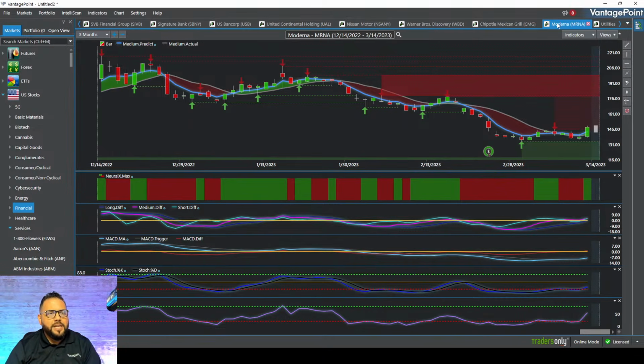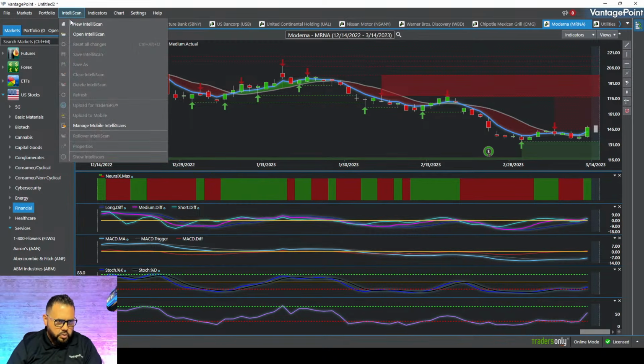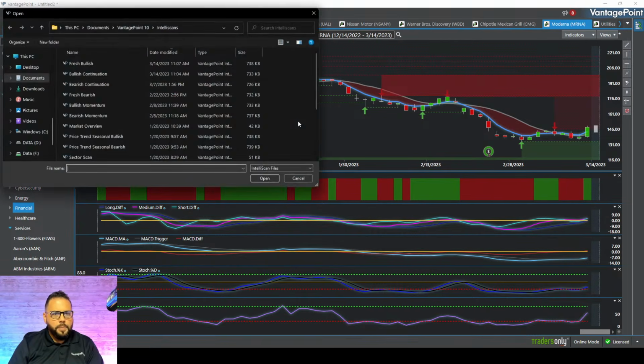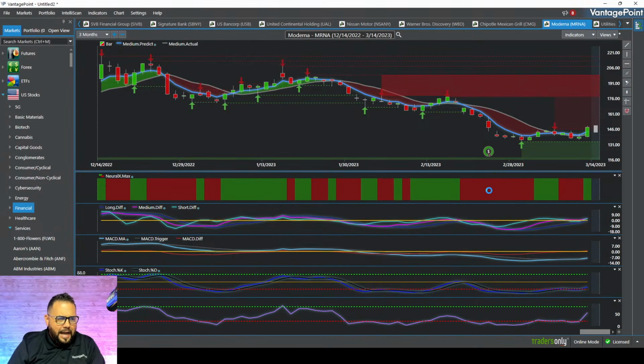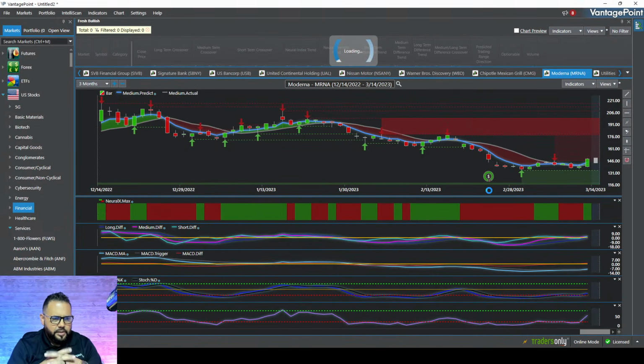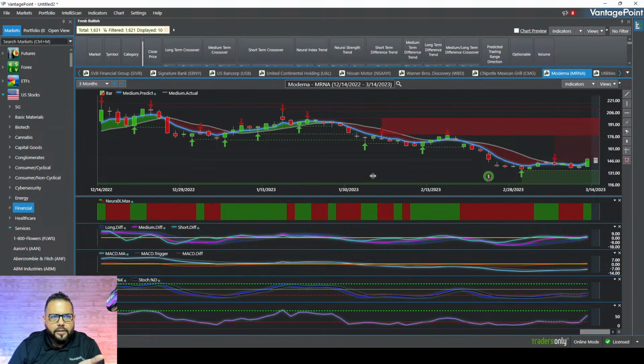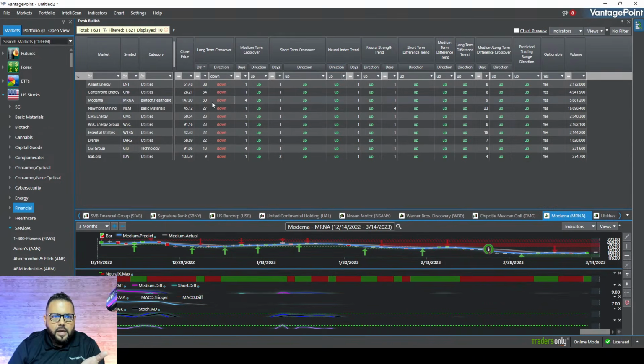I want to show you something that came out of the scan last night, mRNA, Moderna. And here's a scan that I'm talking about. We have a tool called IntelliScan. If I open an IntelliScan and I'm looking for a new bullish opportunity, I have some indicators that we're explaining and talking about today, the crossovers. I've got them set up to go find new opportunities.